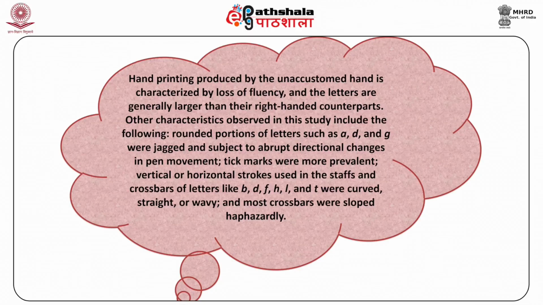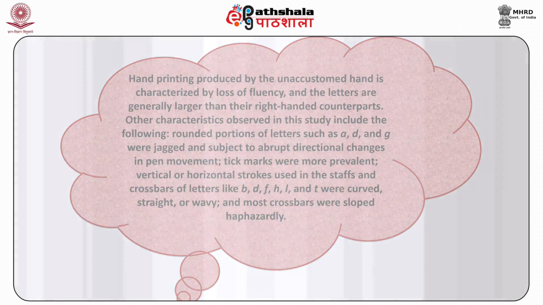Other characteristics observed in the study include the following. The round portions of letters such as A, D and G were jagged and subject to abrupt directional changes in the pen movement. Tick marks were more prevalent. Vertical and horizontal strokes used in the staffs and crossbars of letters like B, D, F, H, L and T were curved, straight and wavy, and most crossbars were sloped haphazardly.